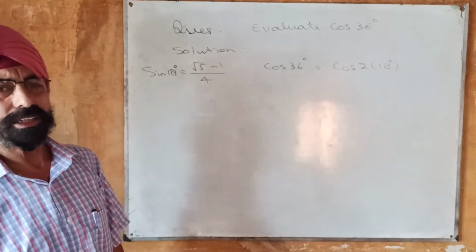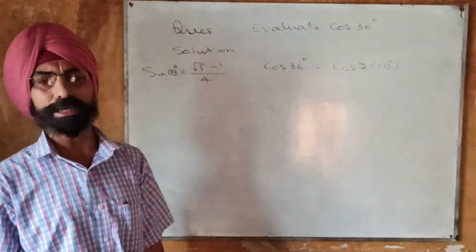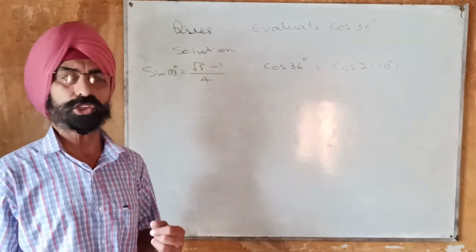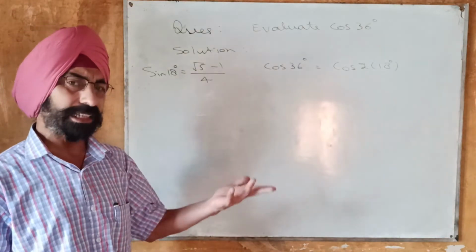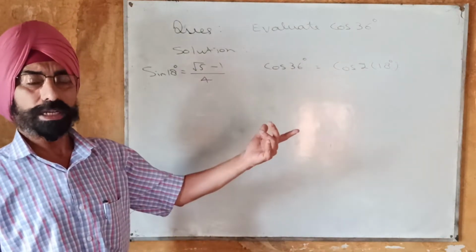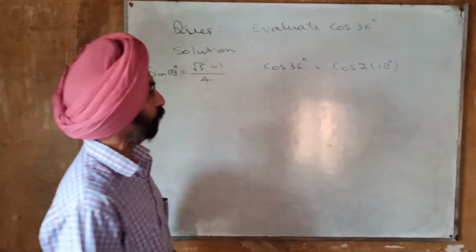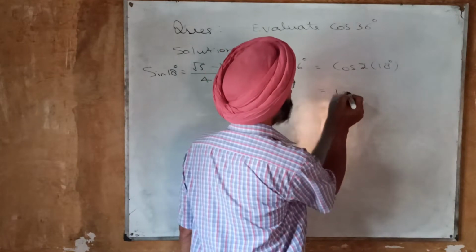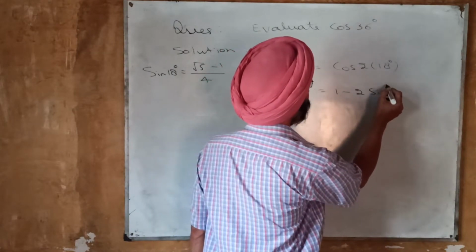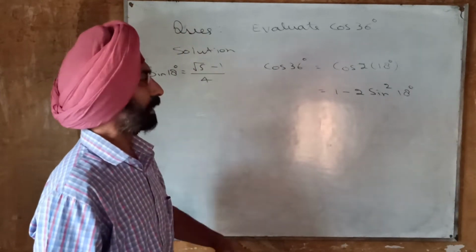And we know that cos 2 theta has several formulas. One of them is cos square theta minus sin square theta. The other one is 2 cos square theta minus 1. Another one is 1 minus 2 sin square theta, and that is what we are to apply here, because we know the value of sine 18 degree. So we will apply the third formula, that is 1 minus 2 sin square 18 degree. So that is the value of cos 36 degree.